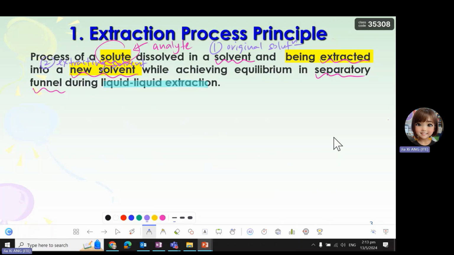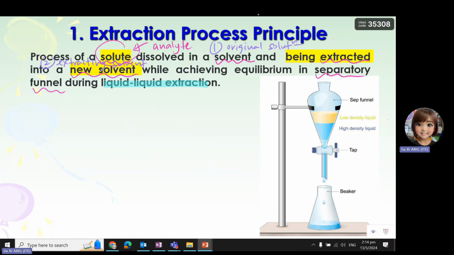Now I can show you a diagram here. This is actually a separatory funnel. So this glassware is being used in our liquid-liquid extraction process. So what happened is we have two types of liquid. One, the original solvent containing the solute, and number two, the extracting solvent, the solvent that we want to extract the solute out. So in this process, you can imagine the solute in the original solvent. All these are actually the solute, or we term it as the analyte, and then we will add in the extracting solvent into the separatory funnel.